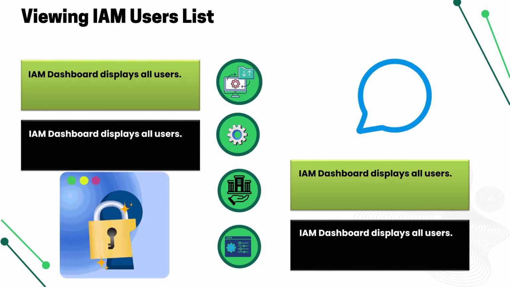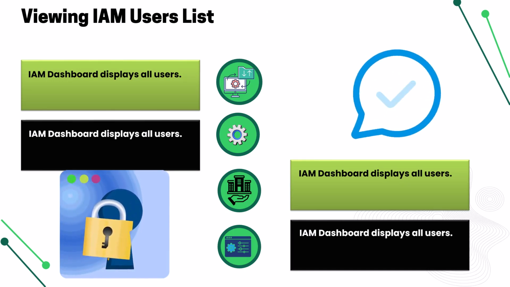Your IAM users list is a one-stop shop for managing identities. Think of it like a guest list for an exclusive party. You check who's invited, what access they have, and ensure only the right people get in. Speaking of efficiency, let's shift gears to command line methods.